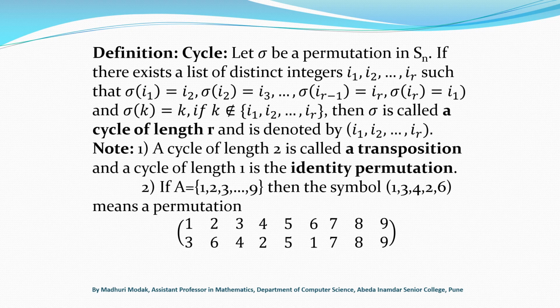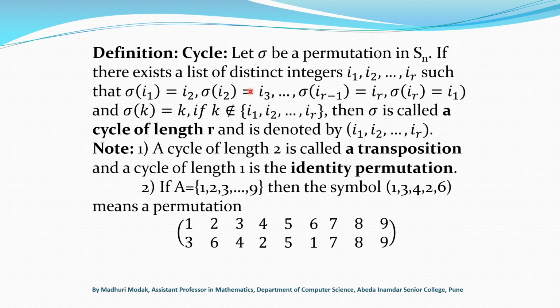Now cycle. Let sigma be a permutation in Sn. If there exists a list of distinct integers i1, i2, ..., ir such that sigma of i1 is i2, sigma of i2 is i3, sigma of i(r-1) is ir, sigma of ir is i1, which is the starting element, and then sigma k equal to k if k is different from i1, i2, ..., ir, means k is not in the set i1, i2, ..., ir. Then sigma is called a cycle of length r and is denoted by (i1, i2, ..., ir) in round bracket, either separated by commas or without commas.